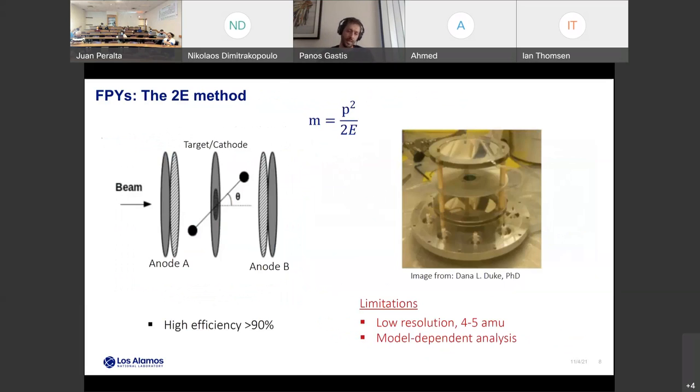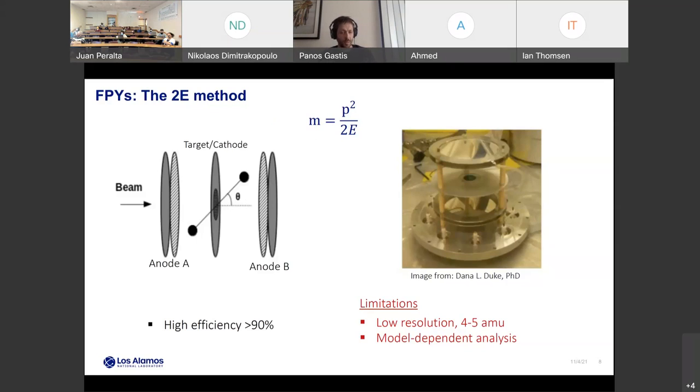Another widely used technique for measurement of fission product yields is the 2E method. In this method, they use instruments called fission chambers that look like the scheme here on the left and the picture on the right. I'm not going to get into the details of how exactly the measurement is done, but the point here is that with these detectors, they measure basically the kinetic energy and the emission angle of the fission products. And then by using momentum conservation, they extract their masses.